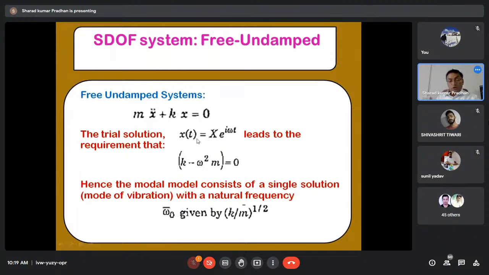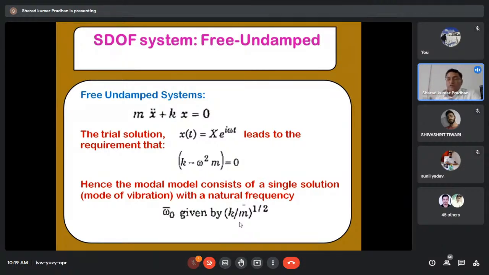As soon as we substitute this equation into the very first one, we get k minus omega square m is equal to 0. And it leads to omega 0, the natural frequency, equal to under root k by m. So natural frequency is equal to under root k by m, which we get from the free undamped system. And that is why we call it a natural frequency.